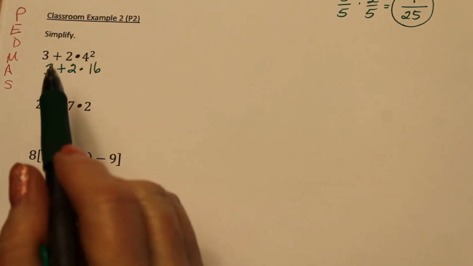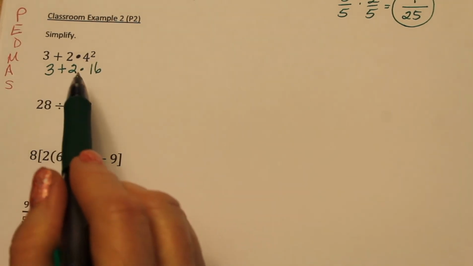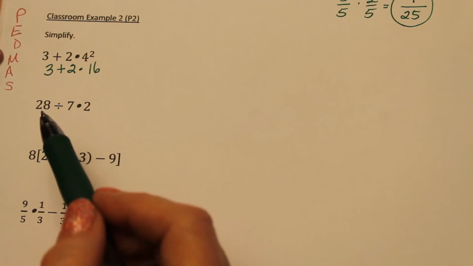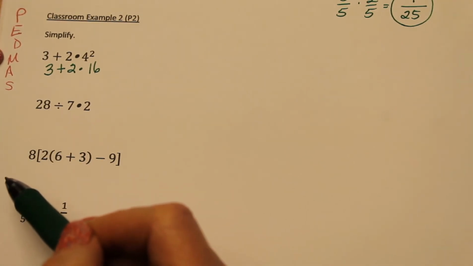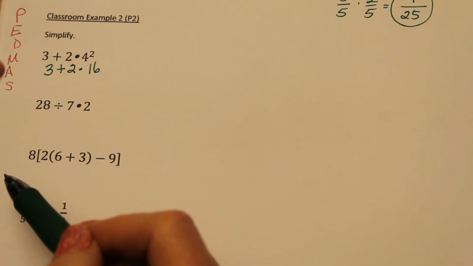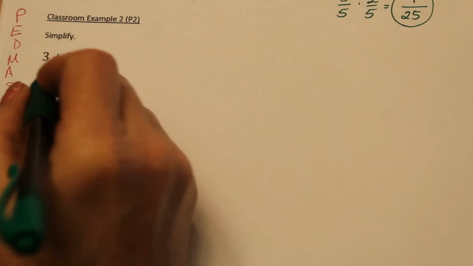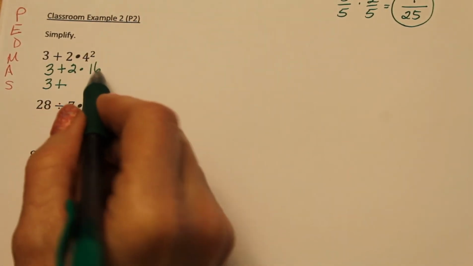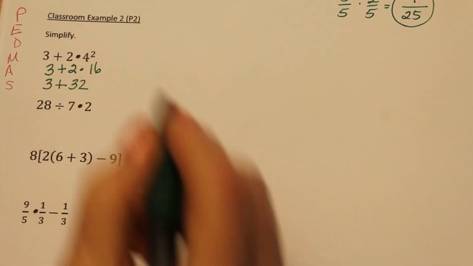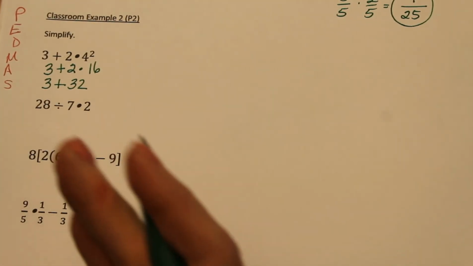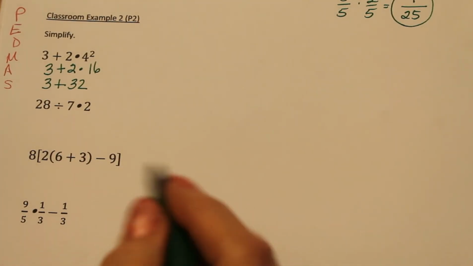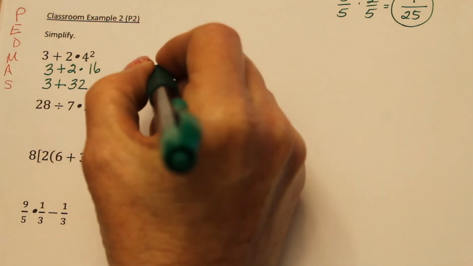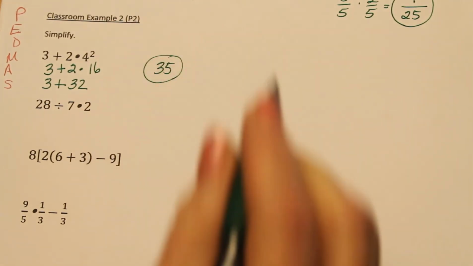So at this point, are we going to do the 3 plus 2 first, or are we going to do the 2 times 16 first? As you go through the order of operations, you see that multiplication is higher up than addition. So we're going to do the multiplication first. We're just going to bring down the 3, bring down the plus, and 2 times 16 is 32. So now we've gotten rid of all the parens, there weren't any exponents, all the multiplication, all the division, and now we're left with 3 plus 32, which is 35.